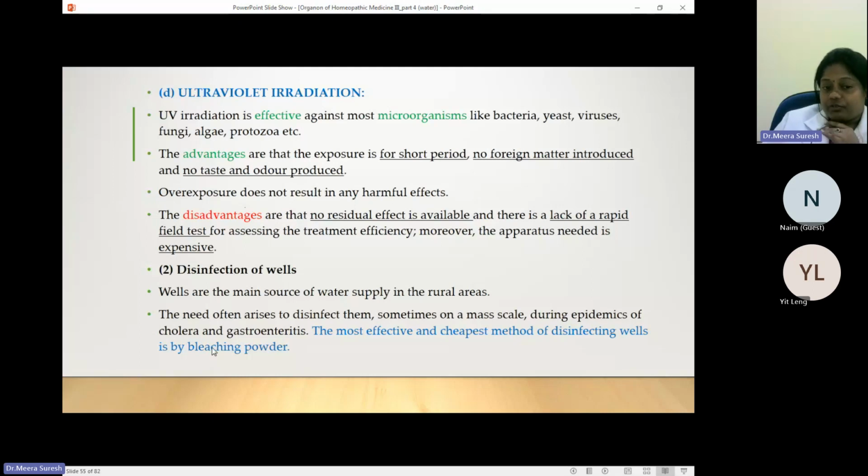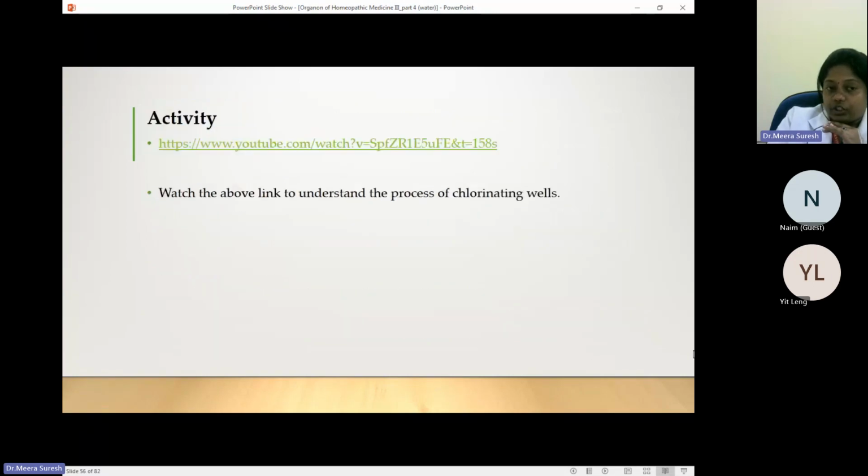Now for the disinfection of wells, because they are the main source of water supply in rural areas. To disinfect them, sometimes on a mass scale, especially during epidemics of cholera or gastroenteritis, the cheapest and most effective method is using bleaching powder. I'll put a link, you can watch it later to understand the process of chlorinating wells.